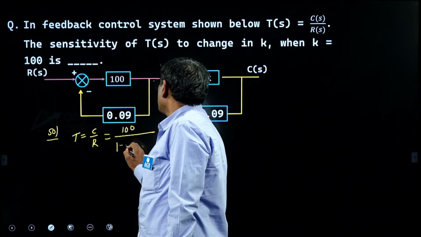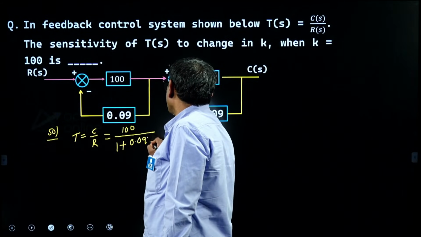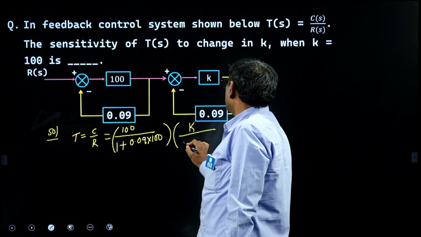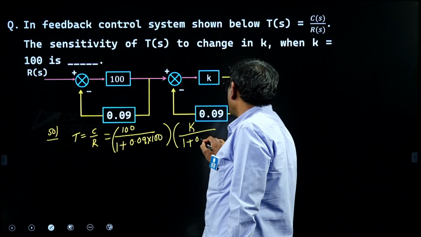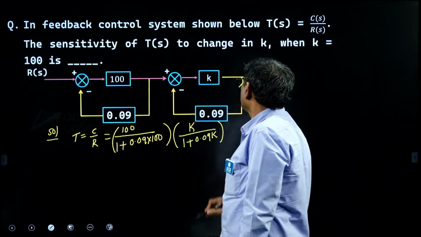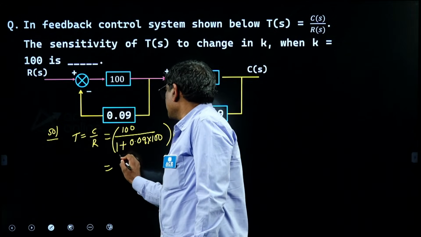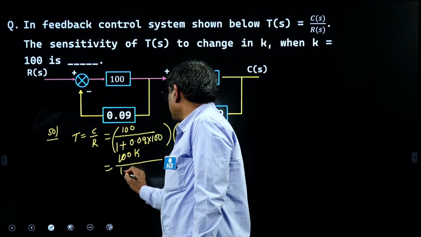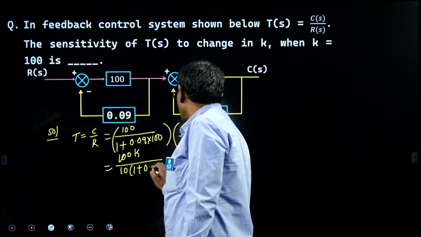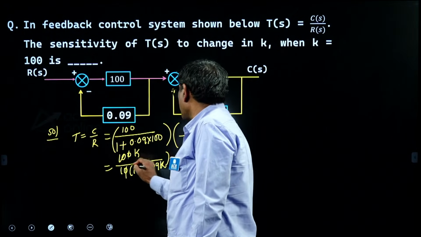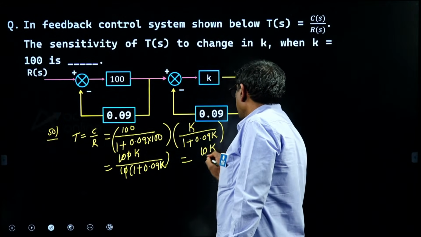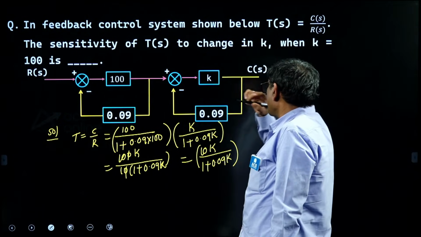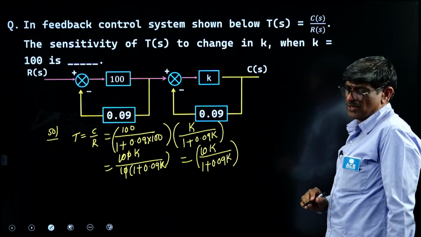100 divided by 1 plus GH, 0.09 into 100 into K divided by 1 plus 0.09 K with opposite sign. Then what are you getting here? If you solve this, 100 K divided by this, how much will you get? 9, and 10 into 1 plus 0.09 K. So the 10 cancels, and you get 10 K divided by 1 plus 0.09 K. Find the sensitivity when K equals 100.